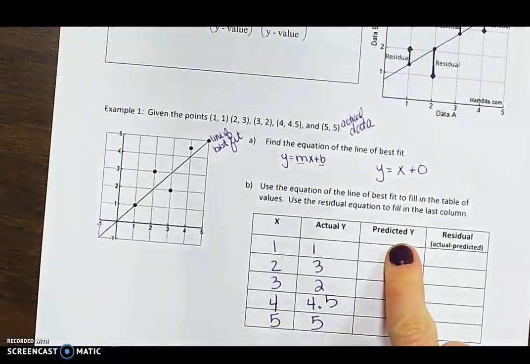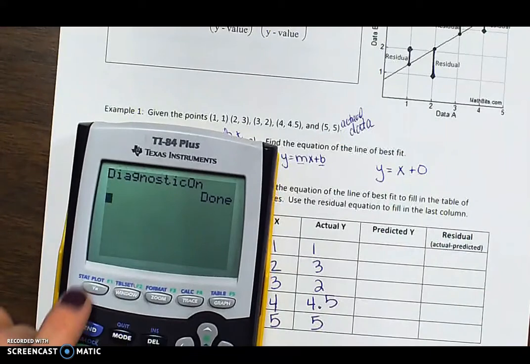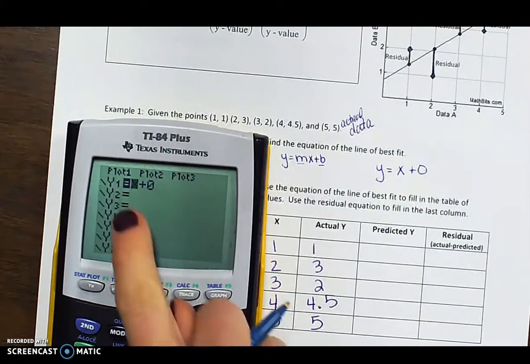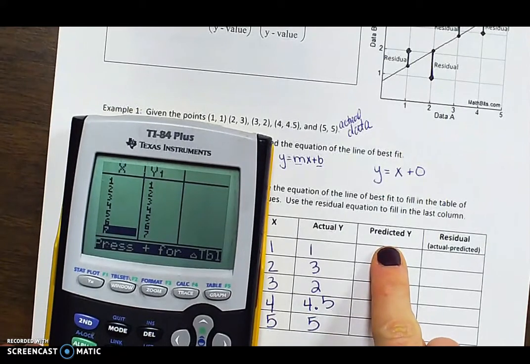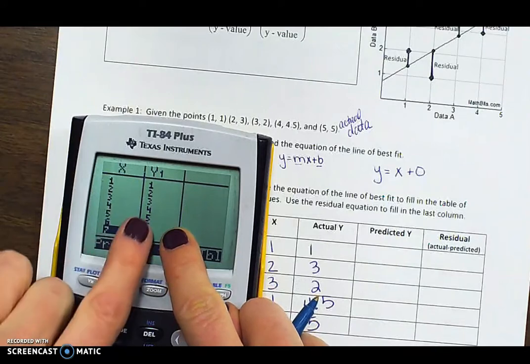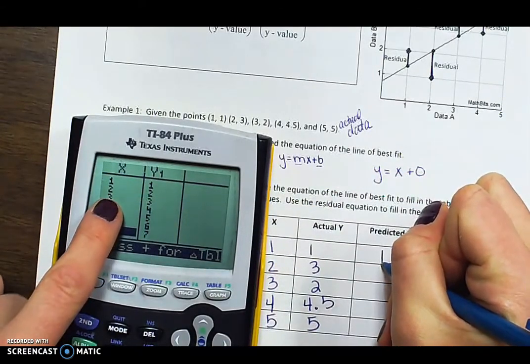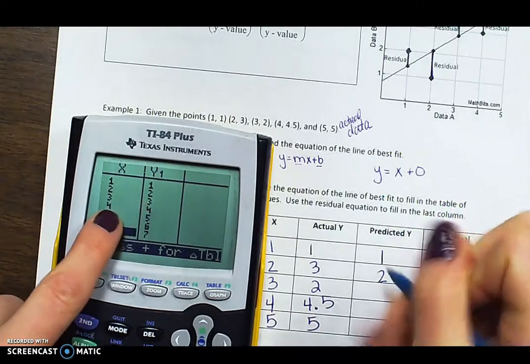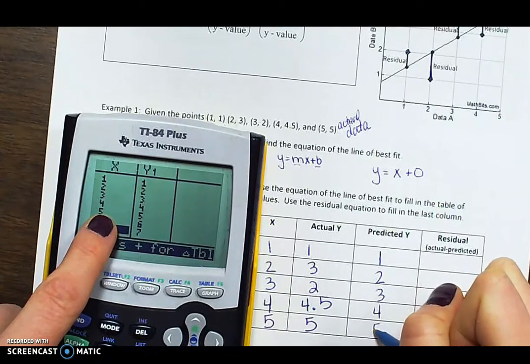Now, my predicted value comes from the line of best fit. So I'm going to take my calculator, go to the y equals, type in y equals x, and now I'm going to go to my table of values. So my predicted y's are the y values on my line of best fit. That's going to be 1, 1. For x equals 2, my y is 2. For x equals 3, my y is 3, then 4, and 5.